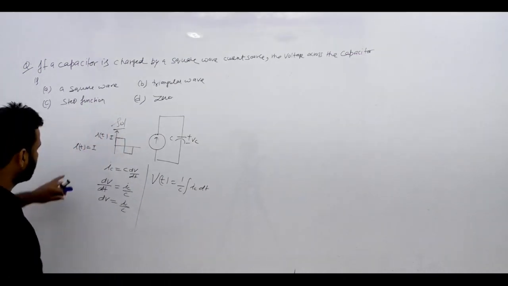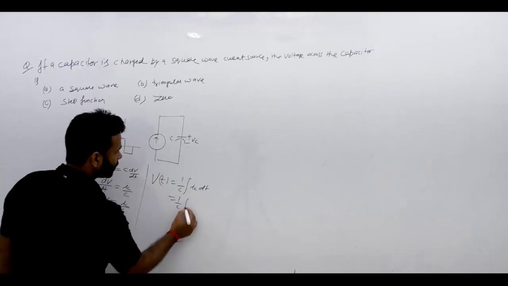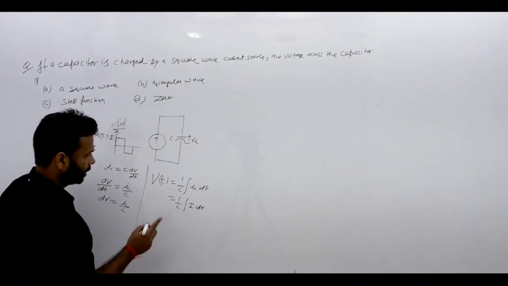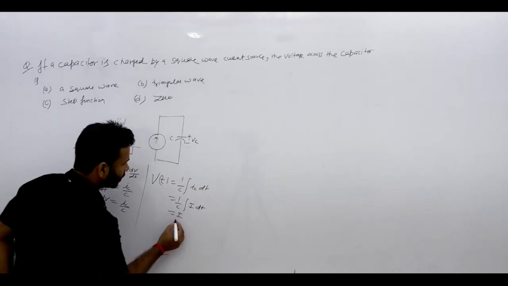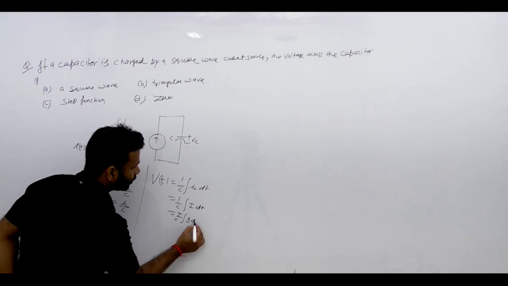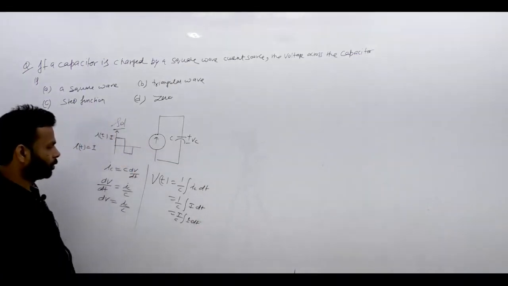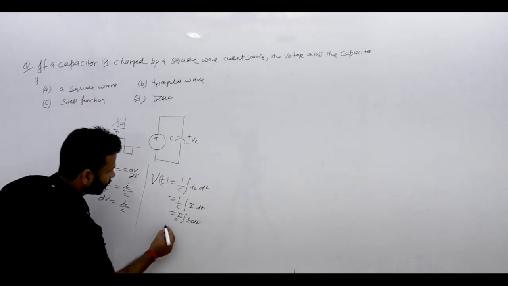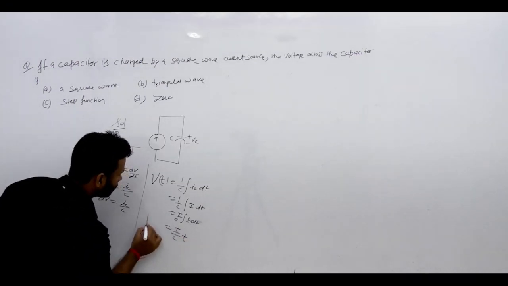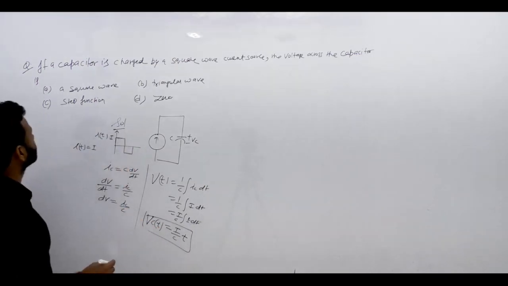Okay, now put the value of I. Then it is I dt. Now if you integrate, because I is constant, then it is I by C and 1 into dt. So the integration of 1 with respect to t is what? T. So it is I by C into T. So this is the voltage across the capacitor. Now check the options first.